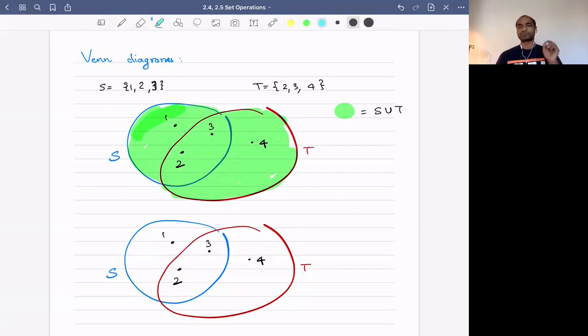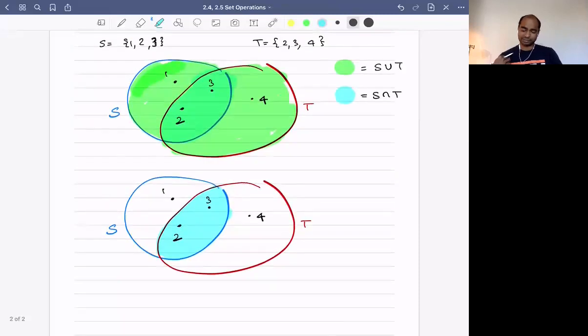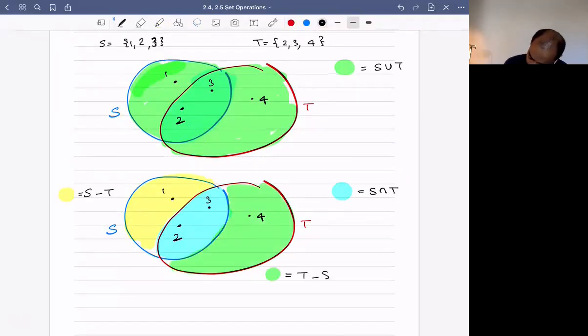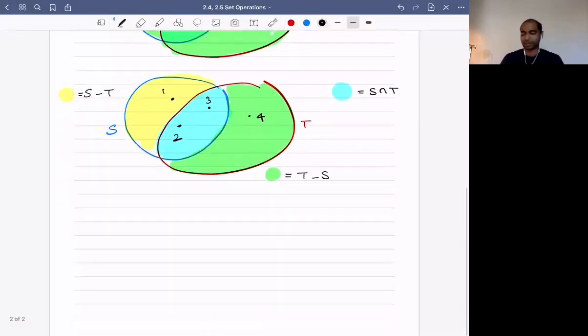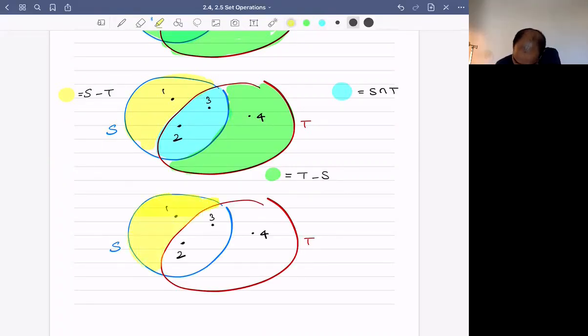Intersection is the set of elements that belong to both S and T. So the intersection is the blue region. Okay, so that is the intersection. Then we have the set differences, S minus T and T minus S. Okay, then we have the symmetric difference and complement. Okay, so that's symmetric difference.